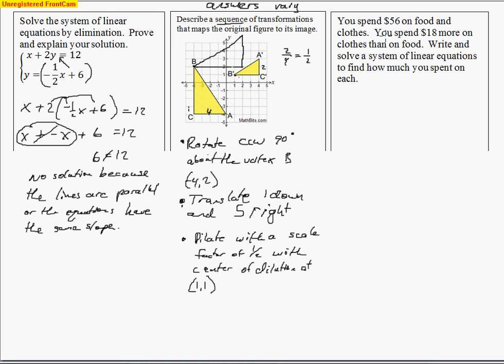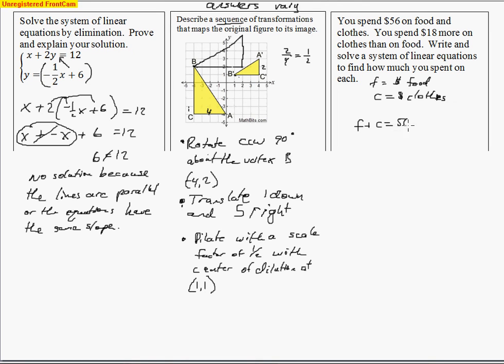You spend $56 on food and clothes. And so what we're trying to find is how much we spent on each, the food and the clothing. So let's go ahead and name some variables here. F equals the amount spent on food, and then I'm going to say C equals the amount spent on clothes. So let's set up our first equation. It's going to be F plus C equals 56.